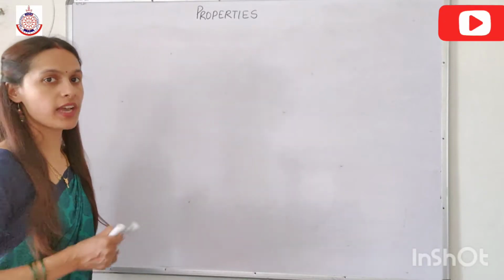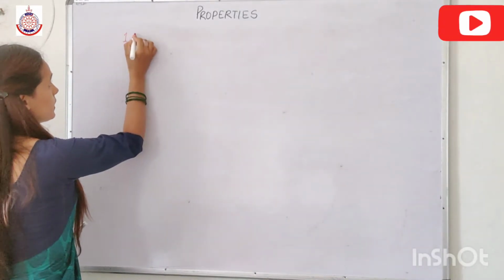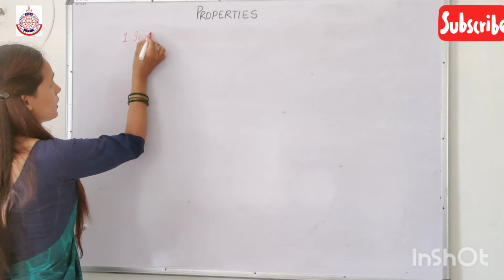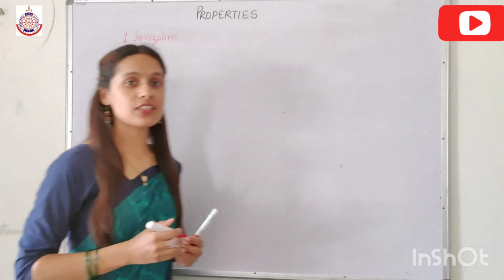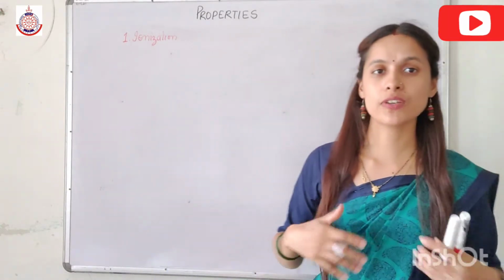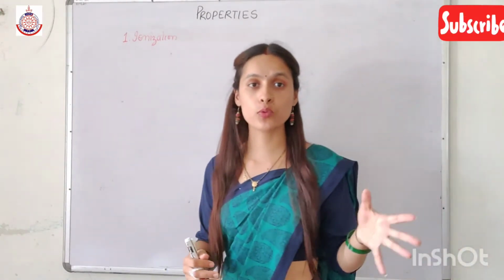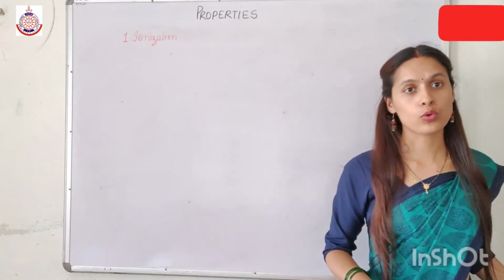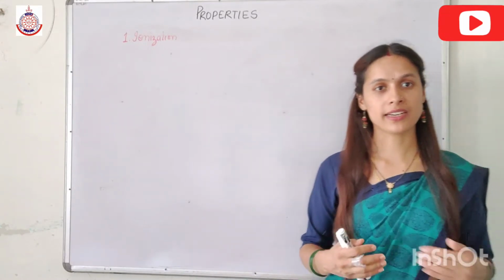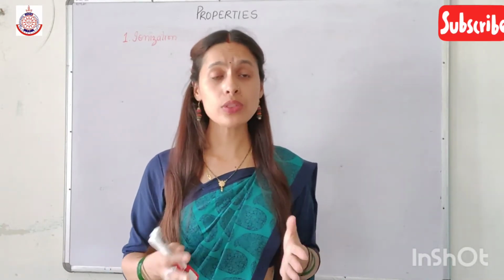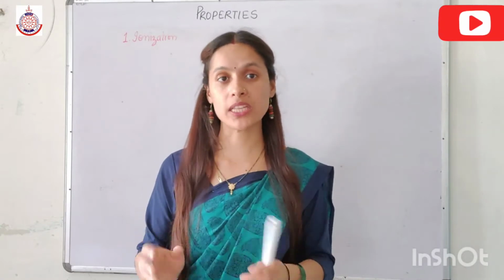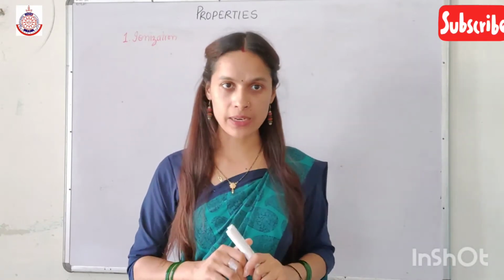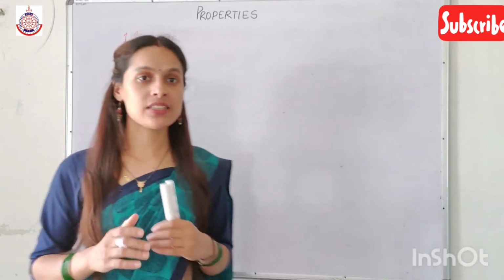First, we'll talk about ionization enthalpy. Now, what is ionization enthalpy? Ionization enthalpy is the amount of energy which is required to remove the outermost electron, the most loosely bound electron, from an atom. That energy is known as ionization energy. Now, the ionization energy of the D block elements lies in between the S and the P block elements.